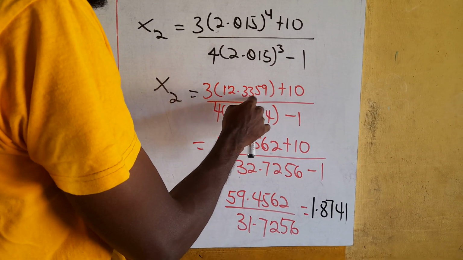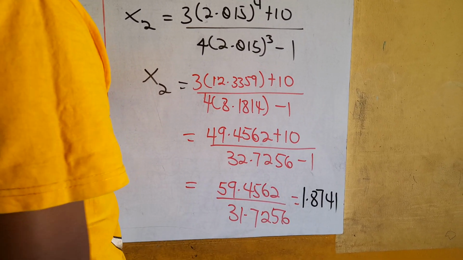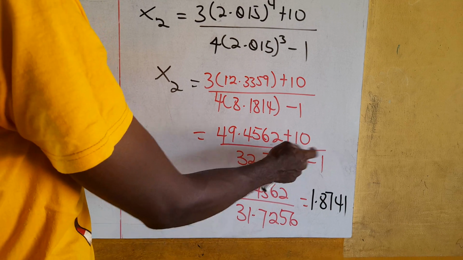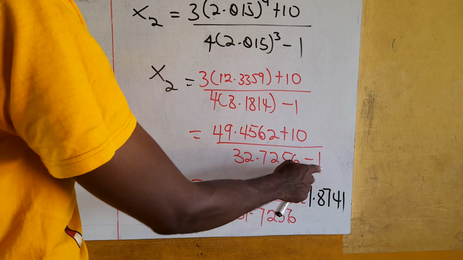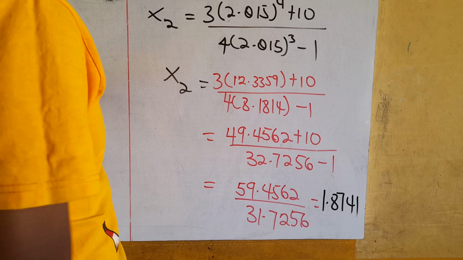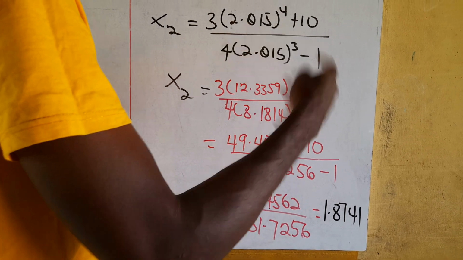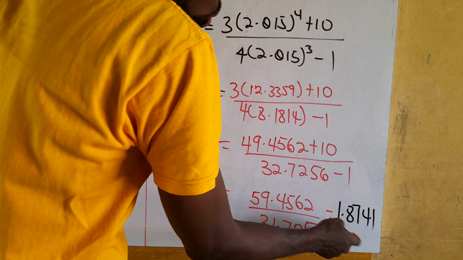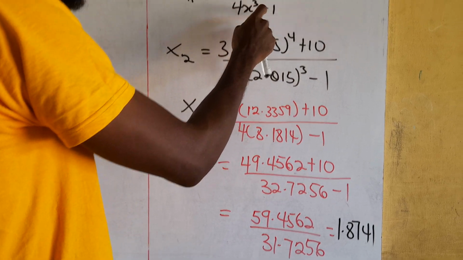When 3 multiplies 12.3359, we'll get 49.4562, then plus 10. Then when 4 multiplies 8.1814, we'll get 32.7256, minus 1. 10 plus 49.4562 will give us 59.4562. Then when we subtract 1 from 32.7256, we get 31.7256. When we divide this by that, we get 1.8741 as our second iteration.